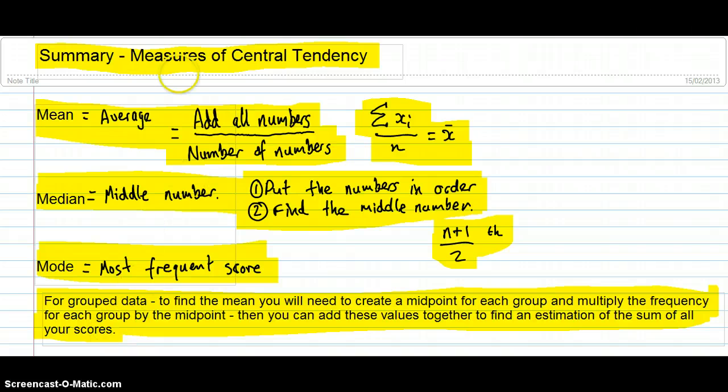Finally, here's a summary of the key points in measures of central tendency, and thanks for watching the video. You can pause it here and write that down if you like.